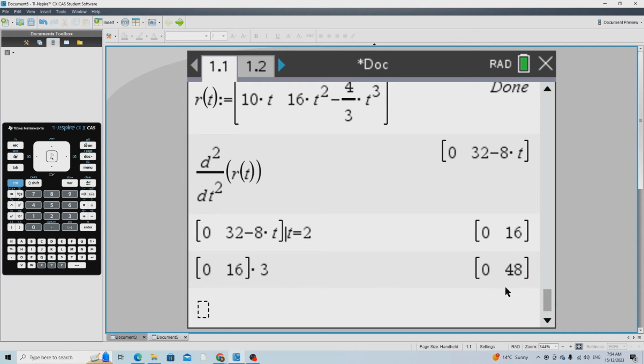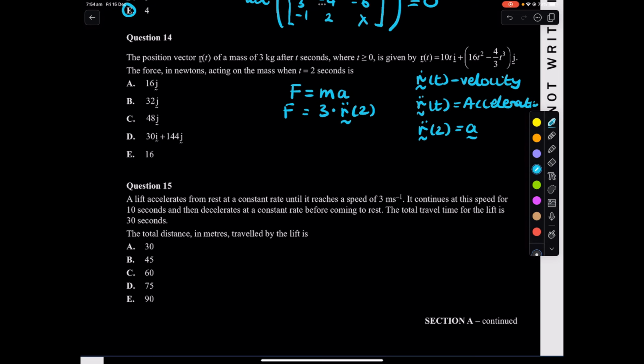This question, be careful. It says the force. Remember, force is a vector quantity. You need to make sure it's written as a vector. They're not telling you to find the magnitude, they're just telling you to find the force. So make sure 48J is your answer for that one. So C is your answer. Nice. Next question.